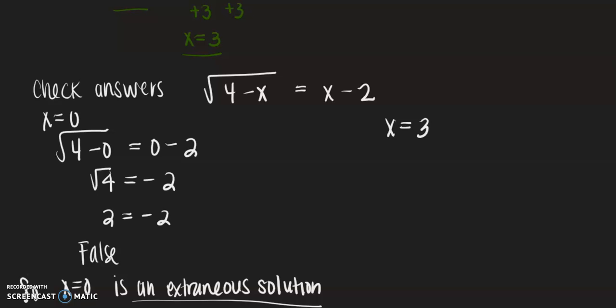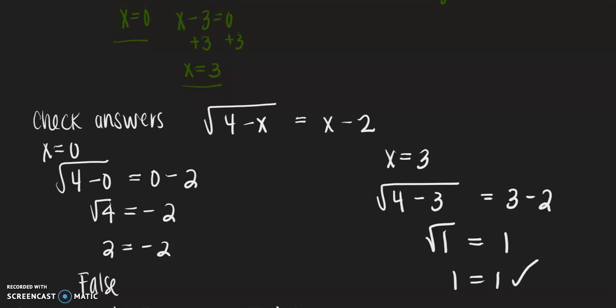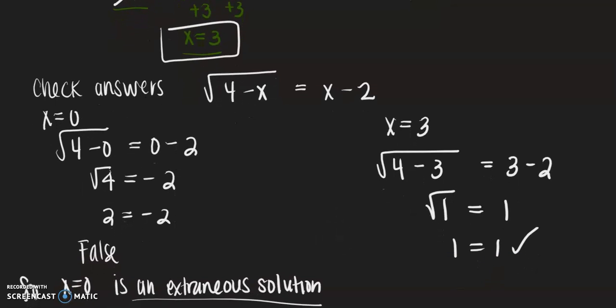Okay, so now let's try 3. So 4 minus 3 equals 3 minus 2. So that gives you square root of 1 equals 1. 1 equals 1. So this one did work, right? So then what I'd like to do is just cross that out and box that. And again, somewhere in your answer, you have to say which one is extraneous, if there are any. So I went ahead and said, so x equals 0 is an extraneous solution.